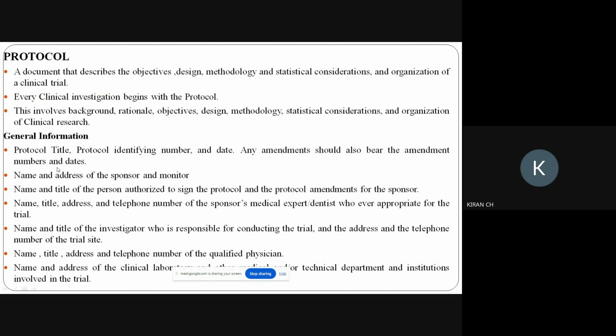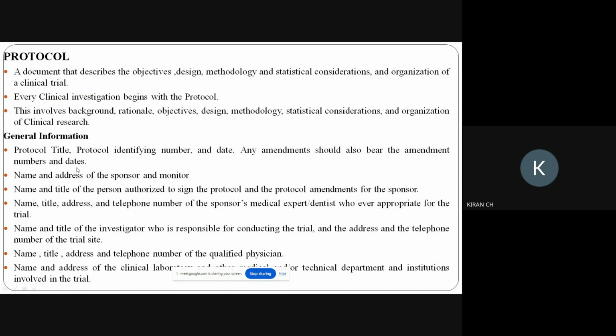The first one is the protocol title. Protocol title is nothing but the study title which we are going to do. Next is the protocol identifying number. For every protocol, there will be a specific number, because if you don't keep a number, there will be confusion about which protocol is for which study. That's the reason for each and every protocol there will be a unique number which will help us know about that study. And the date when it was finalized, the finalized date we will mention. Any amendment should also be included, the amendment numbers and dates.